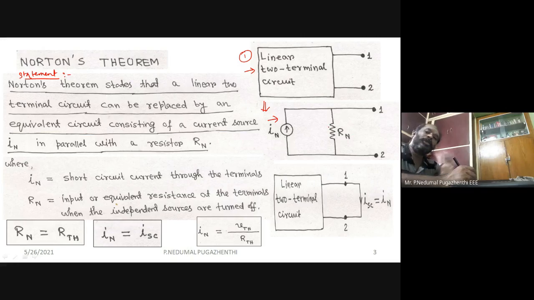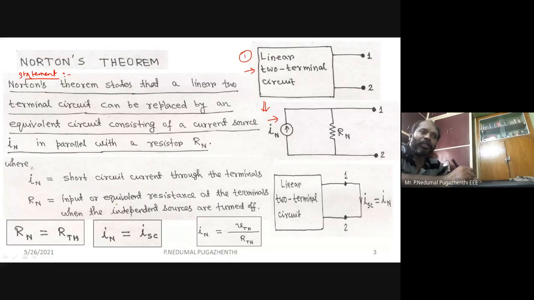Now think about Thevenin. Thevenin's theorem states that a linear two-terminal circuit can be replaced by an equivalent circuit consisting of a voltage source in series with a resistance. That is the definition of Thevenin. Norton's statement is similar, but it changes the source and the way it is connected.